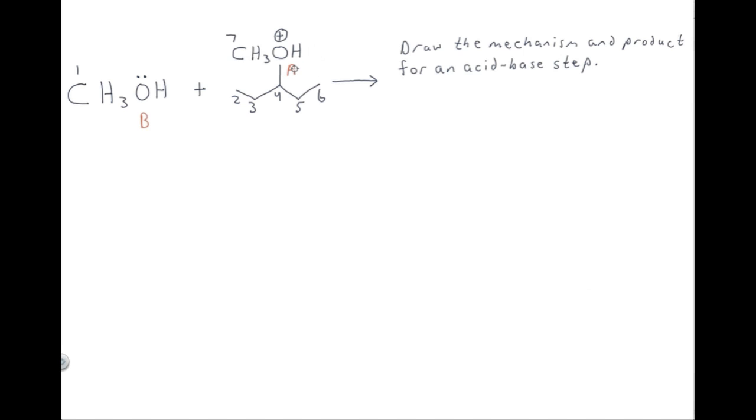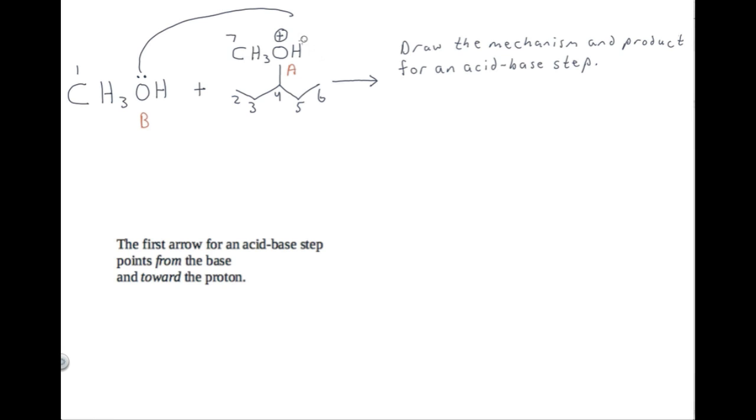Only now that we have written down the roles, only now should we write down the electron pushing arrows. This is a step that's tricky for many students. Have you memorized this idea? The first arrow points from the base towards the proton. From the base towards the proton. Now, in order to deal with this, we're going to have to draw the hydrogen extending out from a bond.